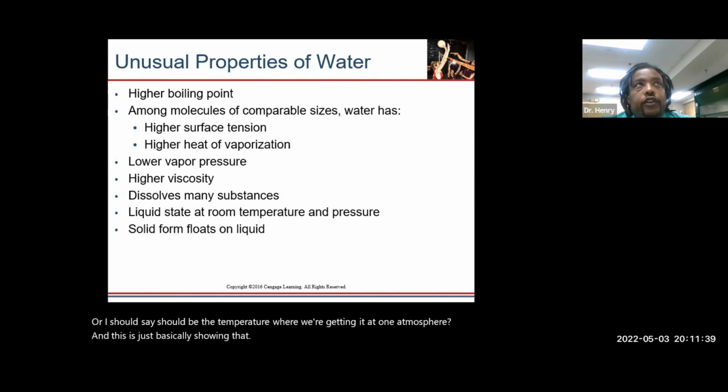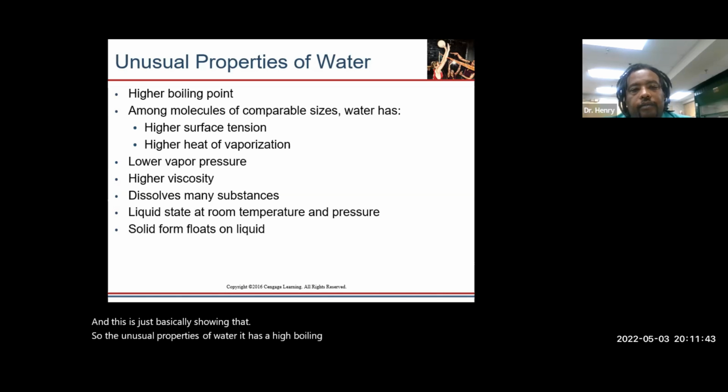So the unusual properties of water: it has a high boiling point among molecules comparable in size, a high surface tension, a higher heat of vaporization, a low vapor pressure, and a higher viscosity. It dissolves many substances, it's a liquid at room temperature and pressure, and it forms a solid that floats on the liquid.